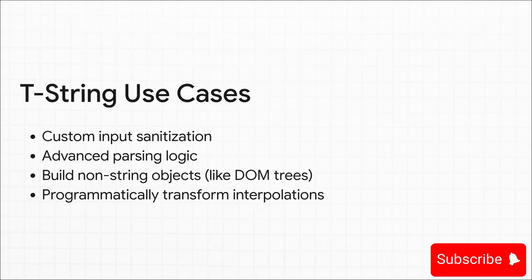So why is that so cool? Well, because you now have access to all the individual pieces, you can loop over them and mess with them. Imagine you want to make sure every name you insert is perfectly capitalized. With a T-string, you can just iterate through its parts, find the interpolated value, and apply title casing just to that piece. This opens the door for custom input sanitization, complex parsing, or even building completely different things, like an HTML tree, all using this nice, clean syntax.